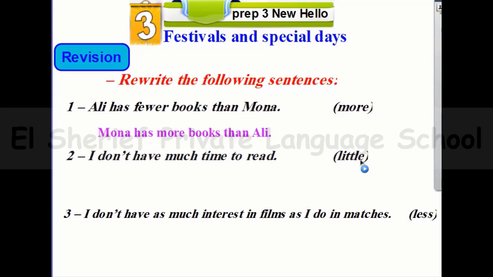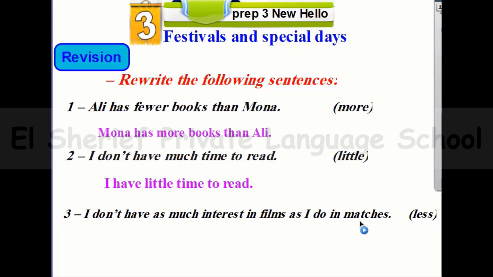Number 2, I don't have much time to read. Use little. We said before that much comes before uncountable nouns in the question and in the negative sentence. But little comes also before uncountable nouns but in the affirmative sentence. So the answer will be I have little time to read.